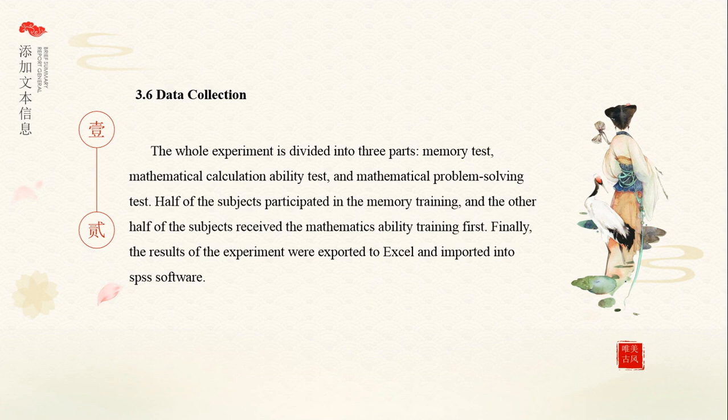And next is the data collection. For this part, I think the whole experiment is divided into three parts: memory test, mathematical conclusion ability test, and mathematical problem solving. Half of these subjects participate in the memory training, and the other half of the subjects received the mathematical learning ability first. Then, finally, the results of the experiment were exported to Excel and imported into SPSS software.